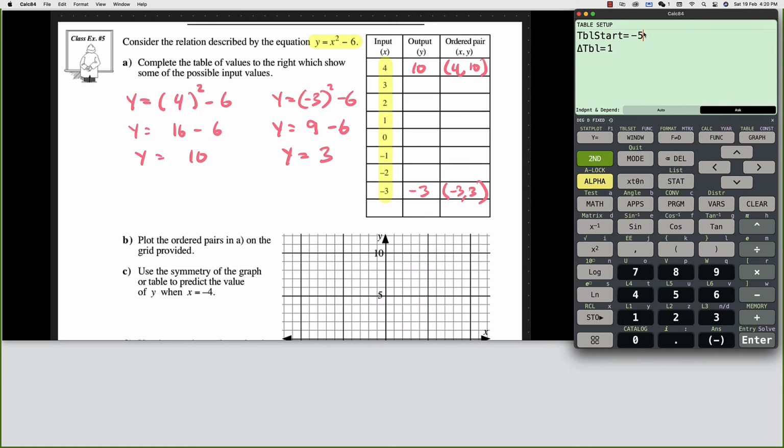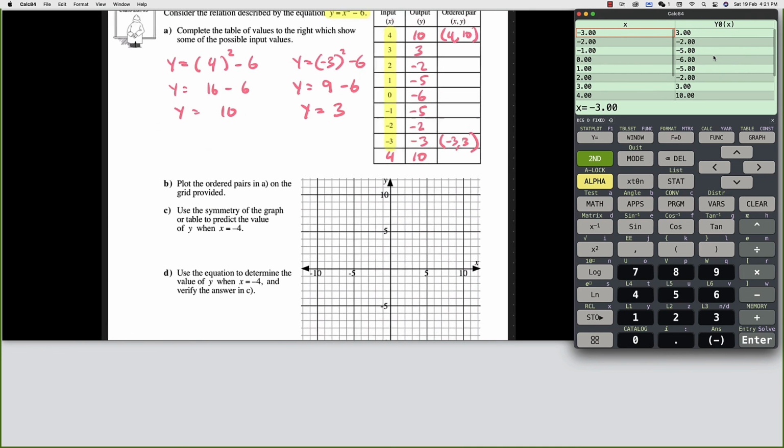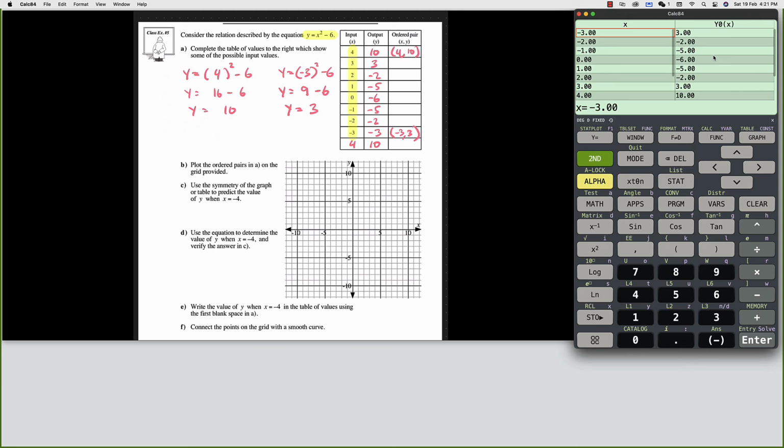We're going to be starting at, in this case, -3, and it'll go up from there. I'll go on to auto. I will go back to second function graph, which calls up the table. And you can see that I get -3, 3, -2 and -2, -1 and -5, 0 and -6, 1 and -5, 2 and -2, 3 and 3. And if I go down here, I could probably fill this one in at 4 and 10. So you should be able to see that relation right there.